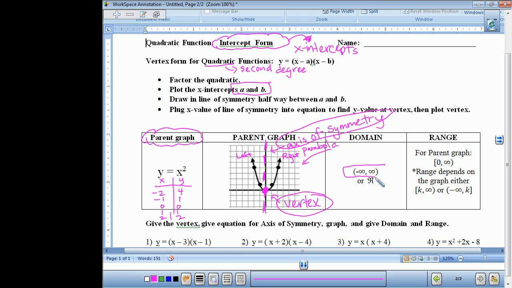Now, generally, we write domains and ranges in interval notation. So we would write them like this. On a standardized test, you might see this, or you might see the words all real numbers. Those two things mean the same thing.